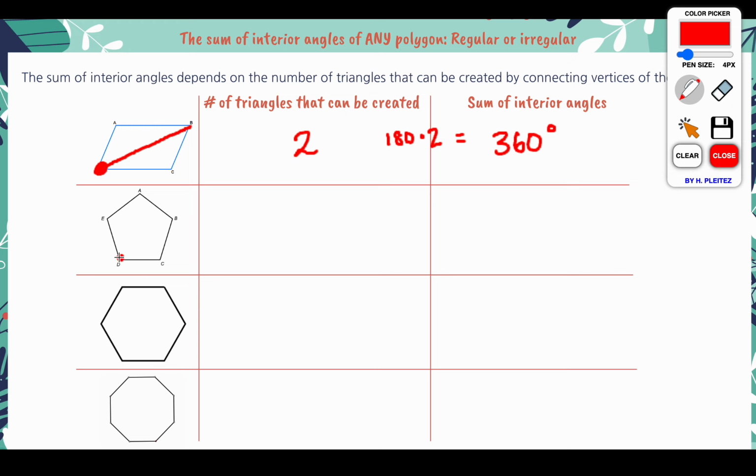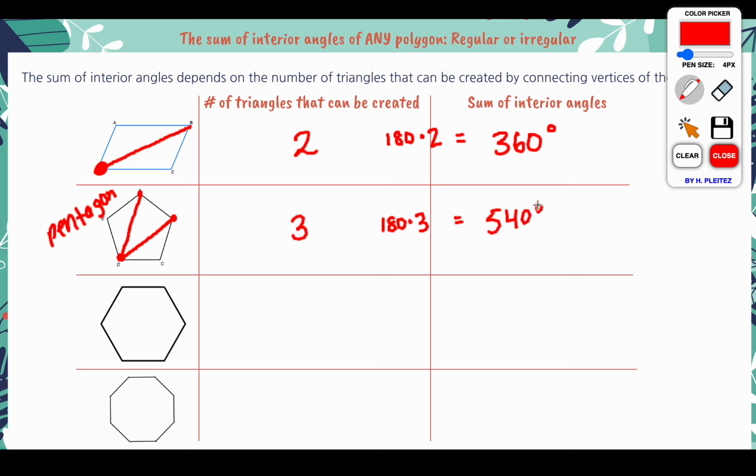So let's pick this one: 1, 2, 3, 4, 5. This is a pentagon. I'm going to choose this vertex. My first triangle I can create by connecting this to B, that would be 1 triangle. Another triangle going from D to A. And that is really it. So right here I see 3 triangles. If I do 180 times 3, I'll get 540 degrees.